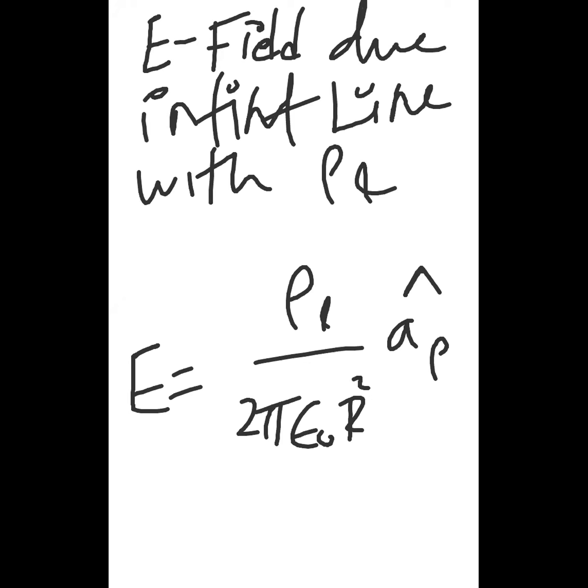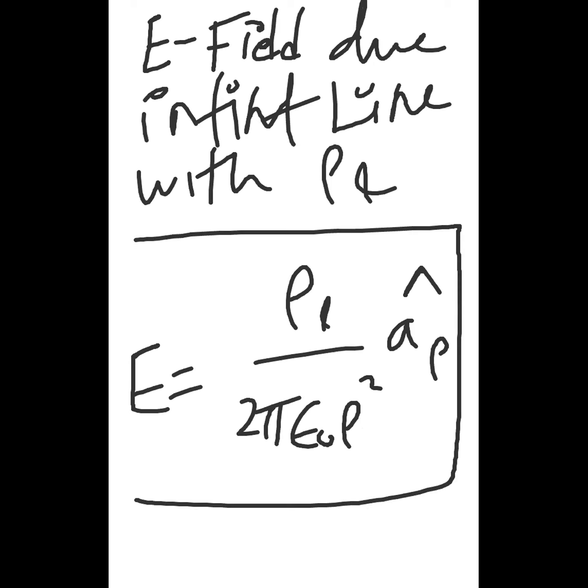Instead of r, sometimes you can use rho also, because in a cylindrical coordinate system, rho is always measured from the z axis. Okay, perpendicular distance. Rho means a perpendicular distance from the z axis. That is actually the radius of the cylinder. So this is a generalized formula: electric field due to an infinite line having line charge density rho L.